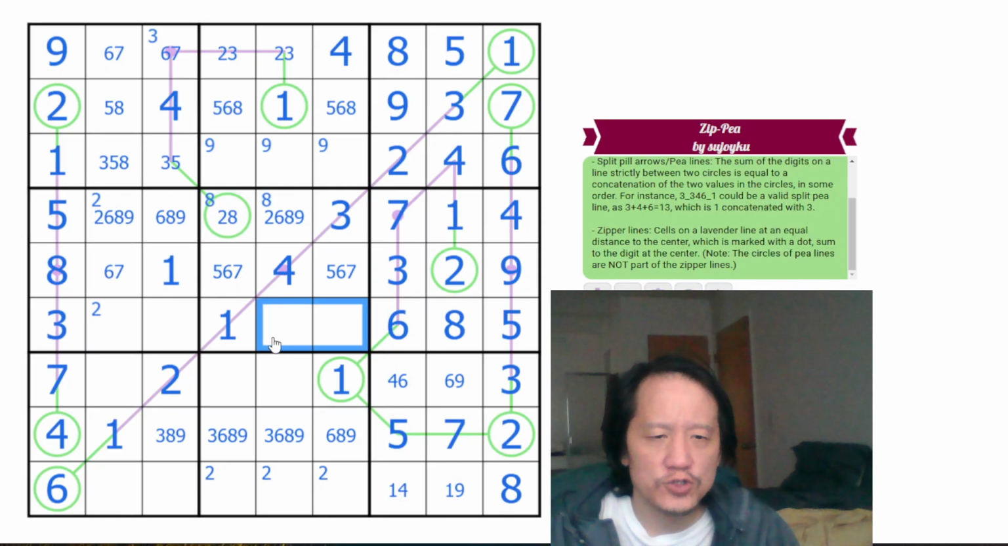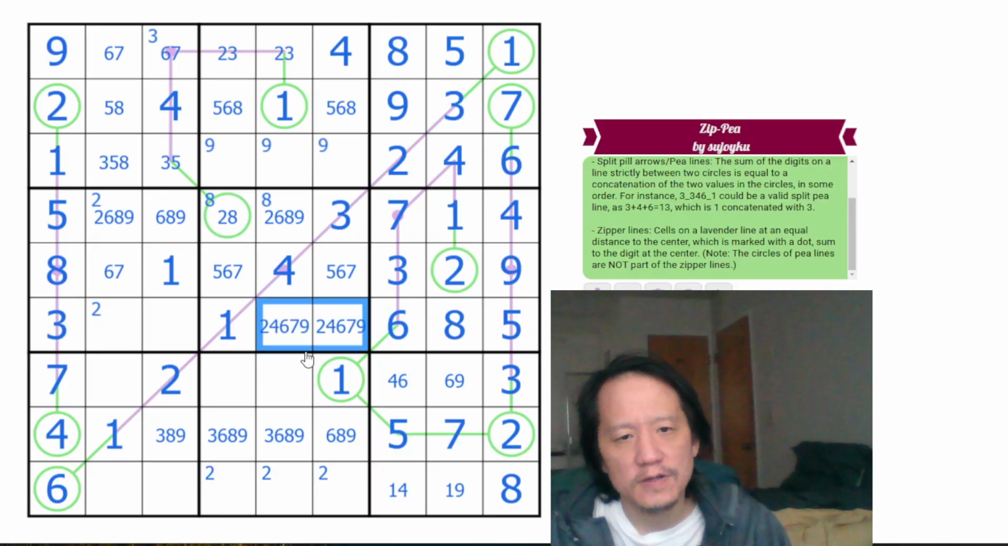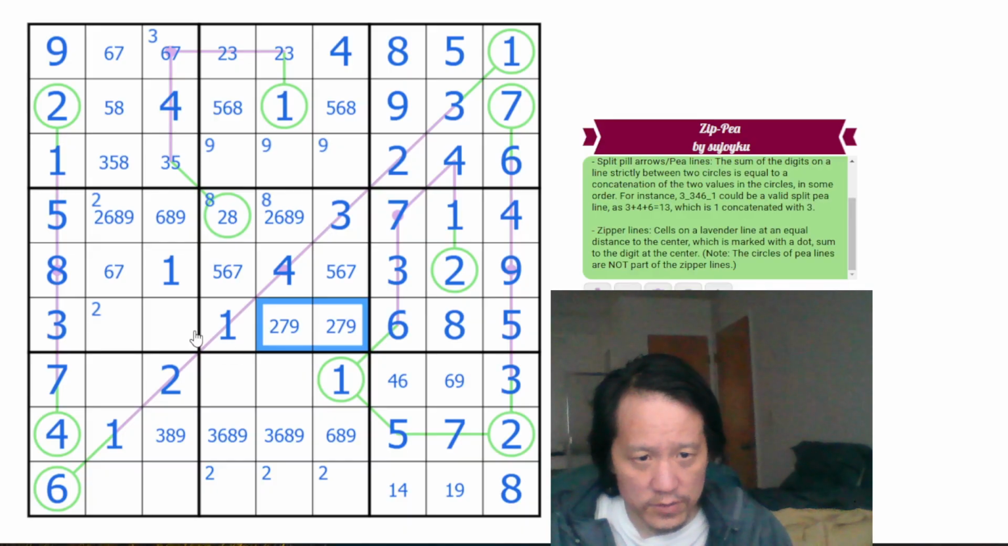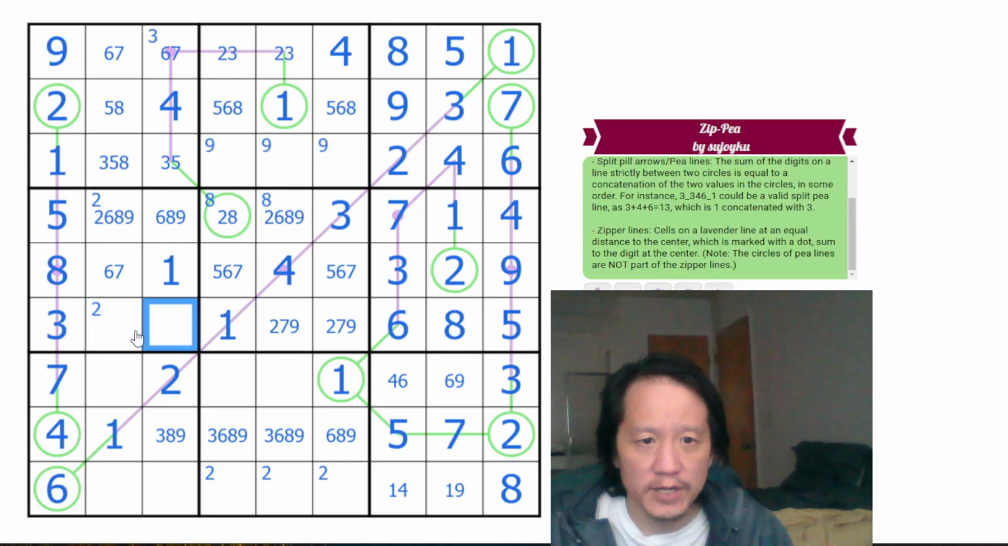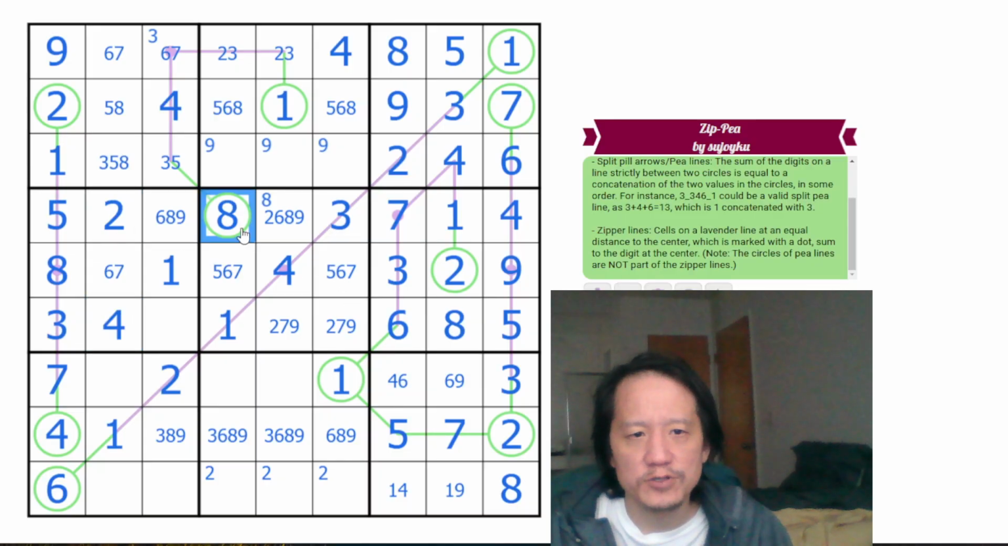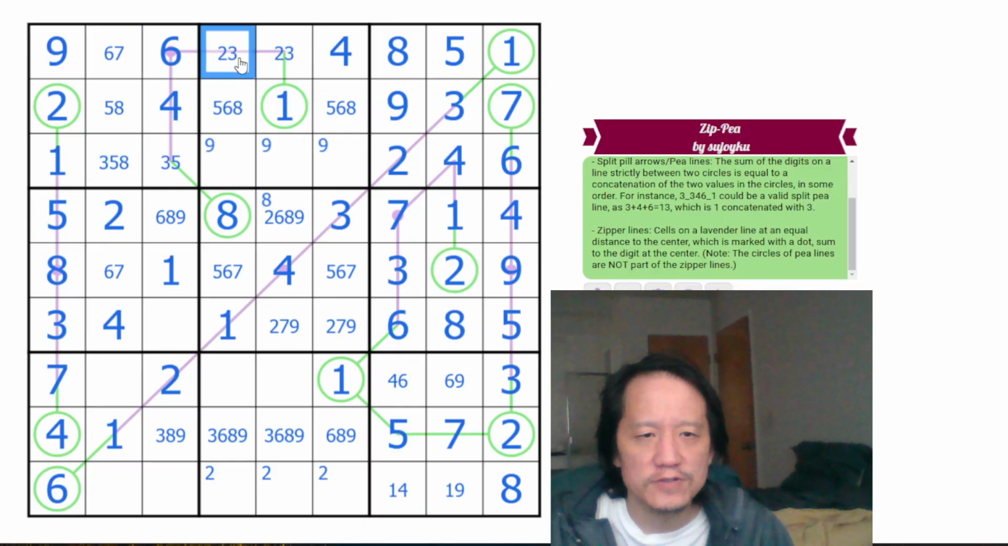We have 2, 4, 6... No, 2, 4, 7, 9. Obviously can't be 4 here, so one of these is 4. This can't be 4, so this must be the 4. Therefore, this must be 2. Therefore, this must be 8, which makes this 6. So since this is 6, this is 4 and 2, and this must be 3 and 3. So this cannot be 3. We have a 5, 8, 5, 8 pair.